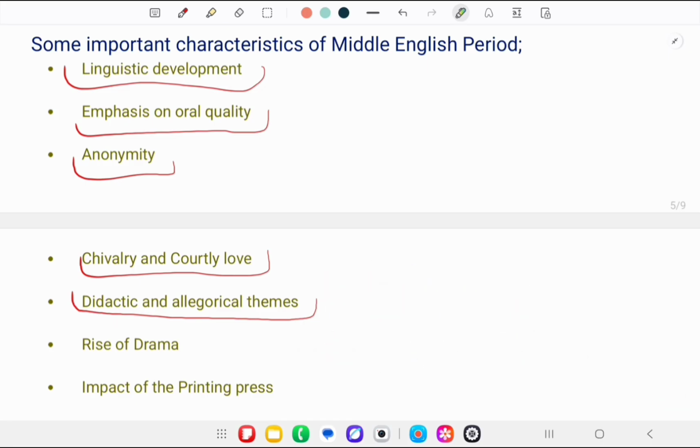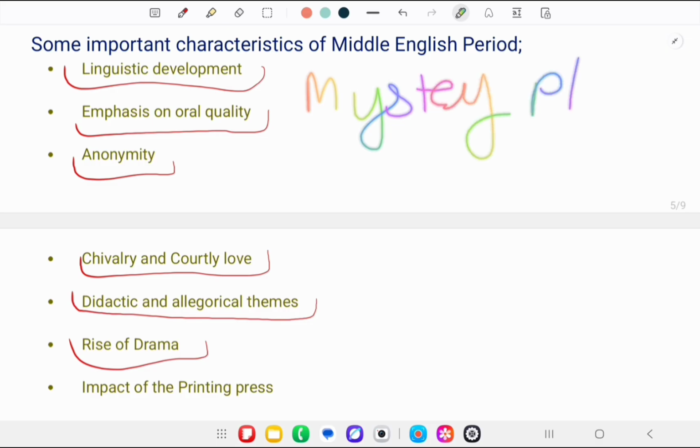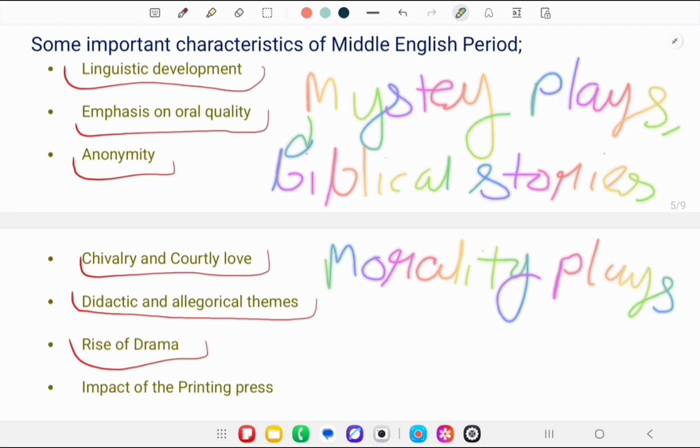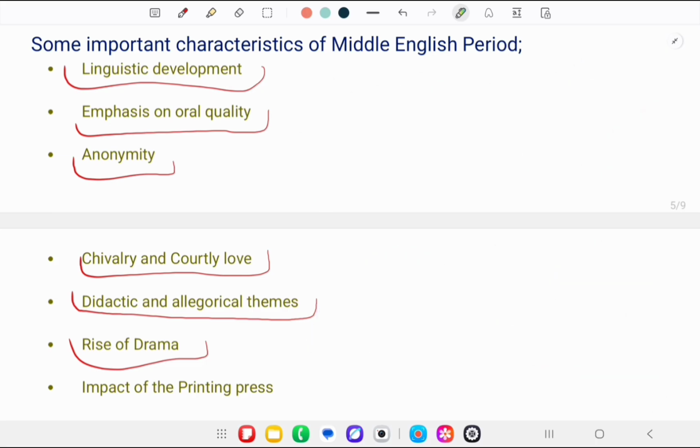After that, the rise of drama. So the religious drama flourished in the form of mystery plays, which dramatized biblical stories, and morality plays, which presented allegorical tales, teaching moral lessons.